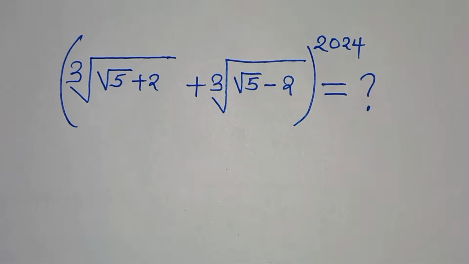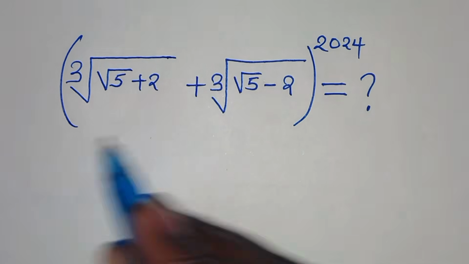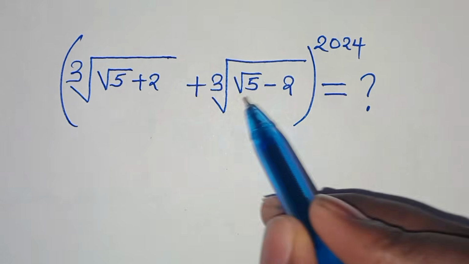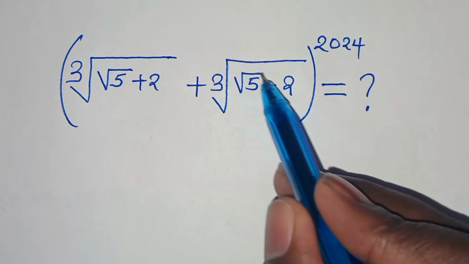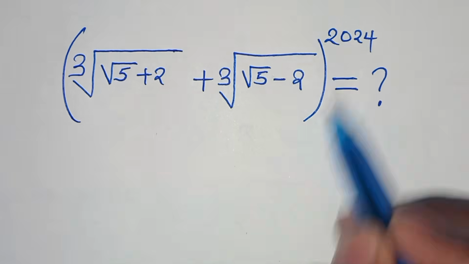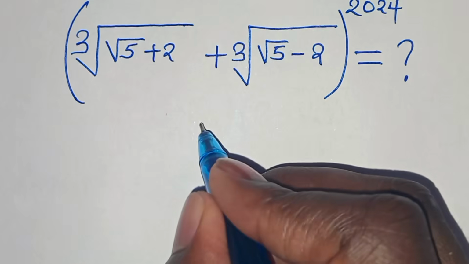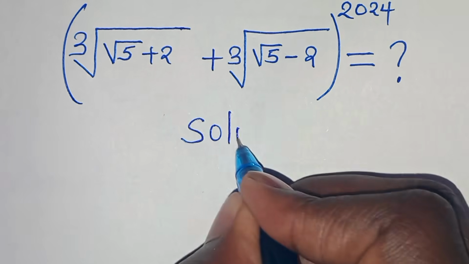Hello everyone, you're welcome to solve this nice math problem, which is the cube root of square root of 5 plus 2 plus the cube root of square root of 5 minus 2, raised to the power of 2024. Now let's provide a solution from here.